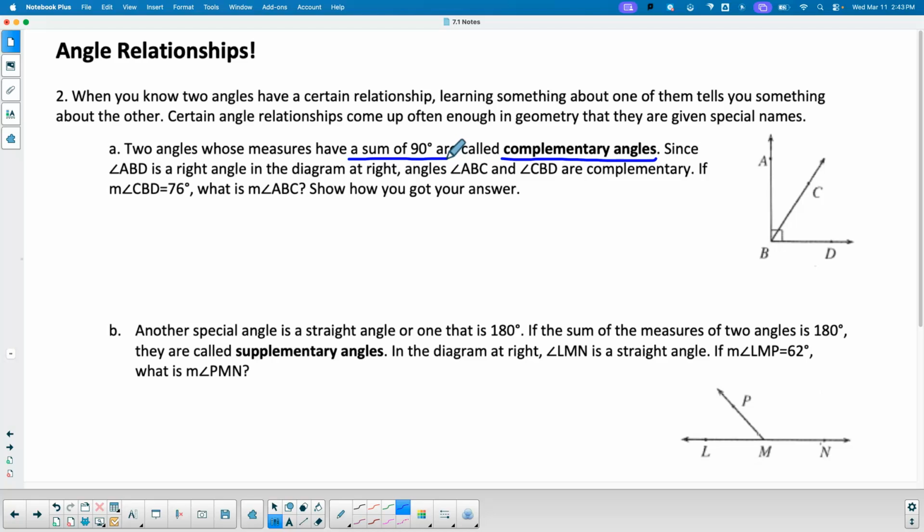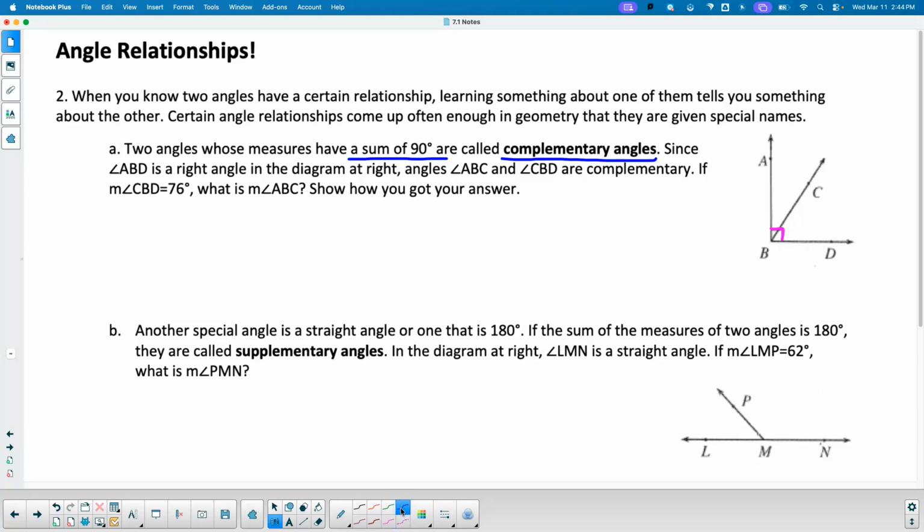The symbol for a right angle is this box in the corner of an angle. If you see that box in the corner of your angle, that's telling you that that angle is 90 degrees. Those lines are then perpendicular. So if you see that box there, we know that these are complementary. Angle ABC and angle CBD are complementary.